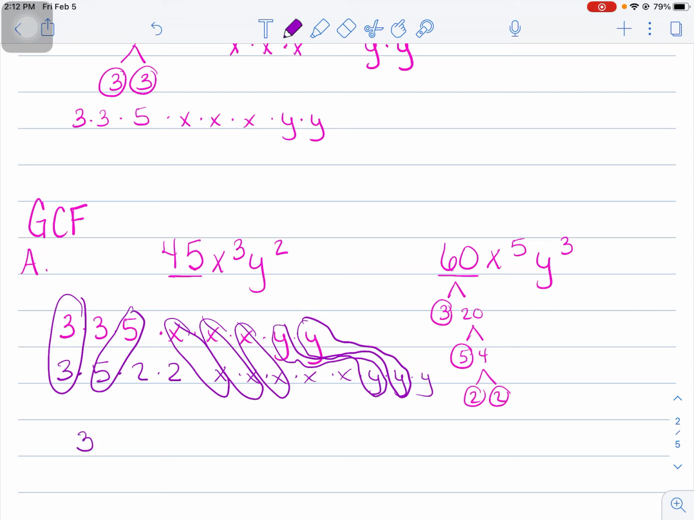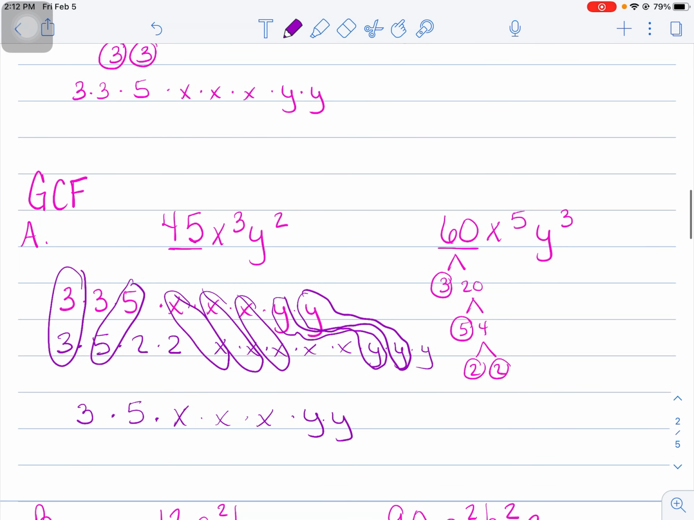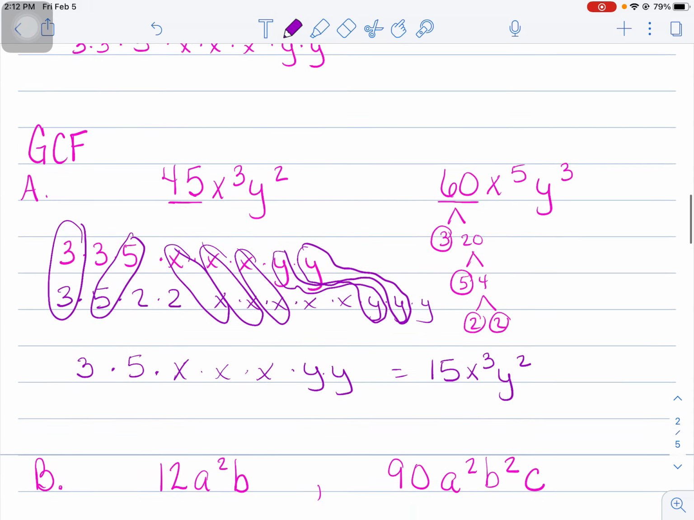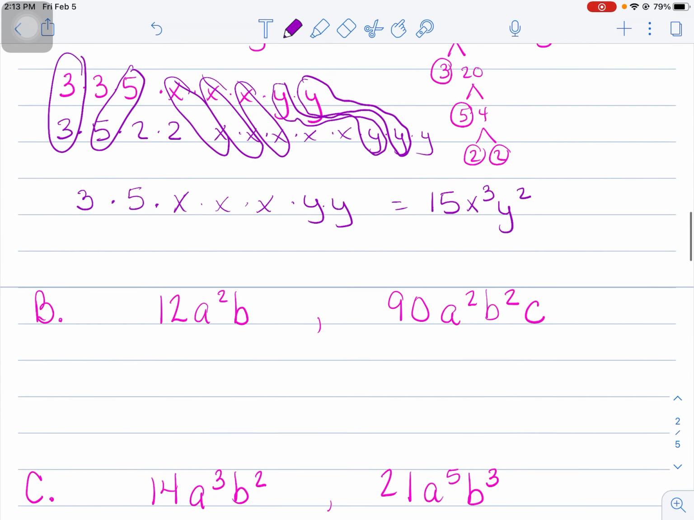So I have a 3, I have a 5, I have 3 x's that match up, and I have 2 y's. So I could write this as 3 times 5 is 15, x to the third power, and y to the second. So this is breaking down kind of how this works. Now let's get into some application. Obviously, you don't want to draw this every single time, but it's there if you need it to help you. So let's look at B.